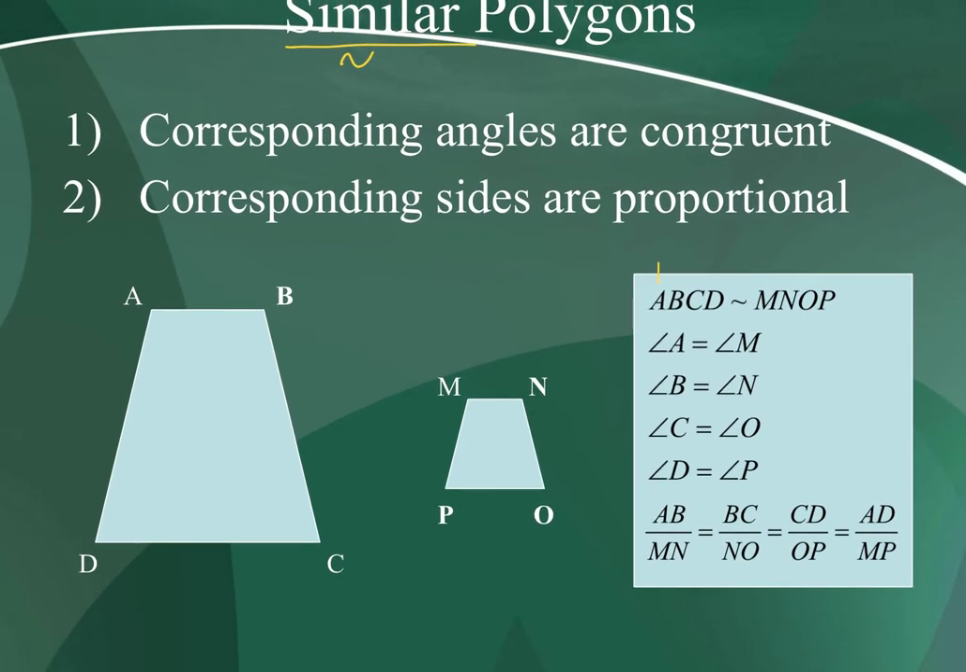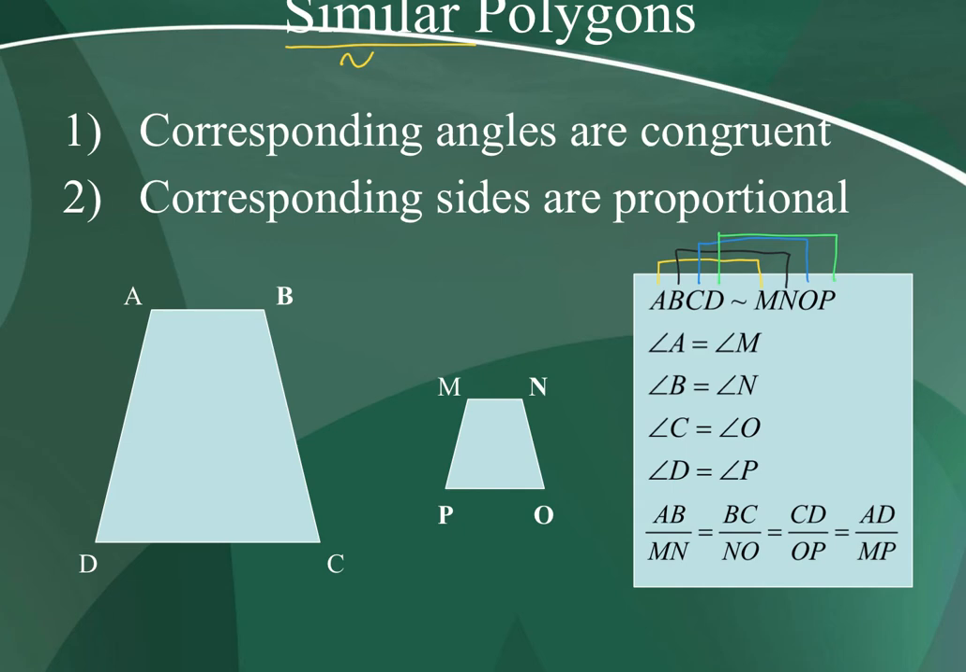That means that A matches up with M. B matches up with what? N. Oops, N. C matches up with? O. And D matches up with? P. Beautiful. Okay? Same thing applies when we're talking about similarity.